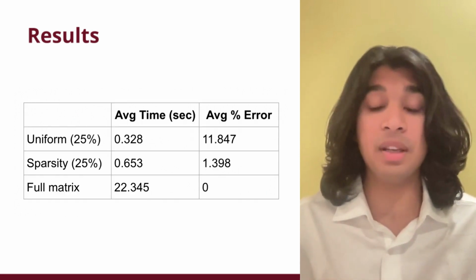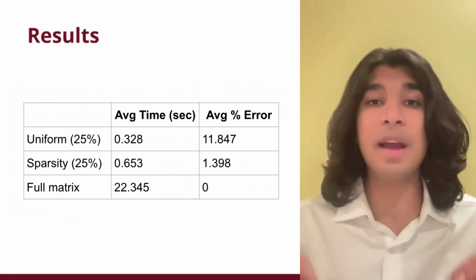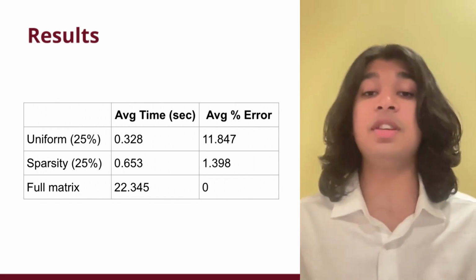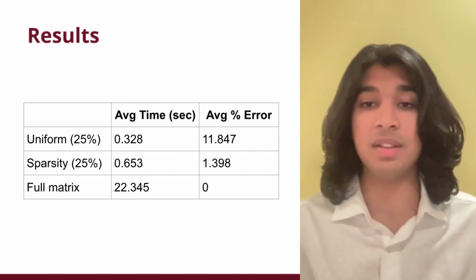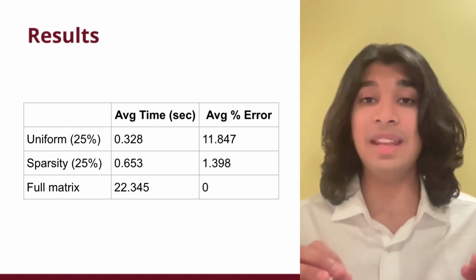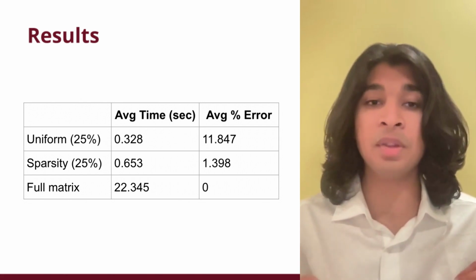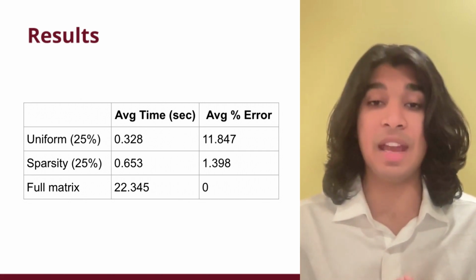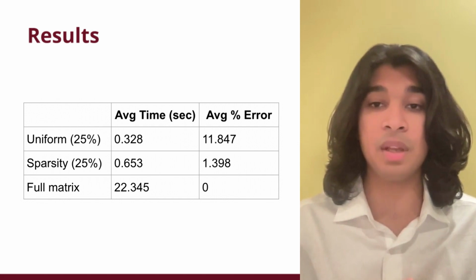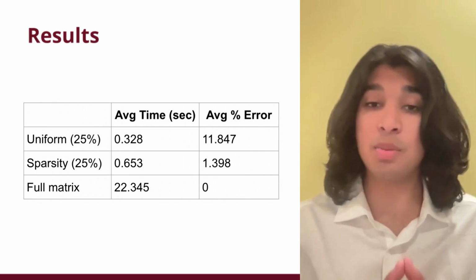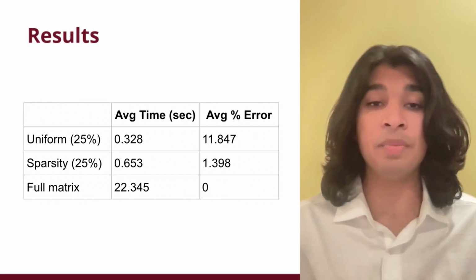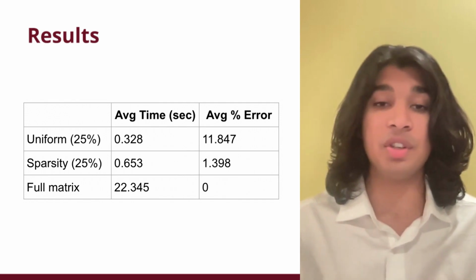Diving deeper into our results, when sampling 25% of the original matrix, the eigenvalue calculation speed increased by over 99% for both methods, with an average of 88.2% accuracy for the uniform sampling algorithm and a 98.6% accuracy for the sparsity sampling algorithm. The accuracy maintained within the sparsity sampling algorithm shows that these algorithms have the potential to be utilized in relevant fields to greatly increase computational efficiency.